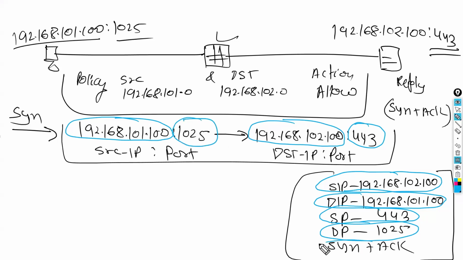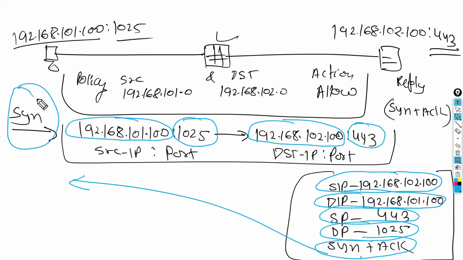Which flag is coming? SYN plus ACK. But SYN plus ACK will only come if the PC has sent a SYN flag. The database contains that this PC sent a SYN packet from this IP and port number to this IP and port number. Now, what is coming? SYN plus ACK. If SYN was sent, only then SYN plus ACK will be accepted. If this PC has not initiated SYN, and the server is trying to send SYN plus ACK, then nothing will come through. Clear?